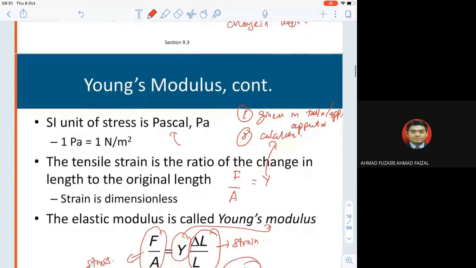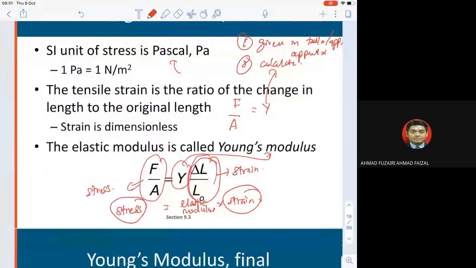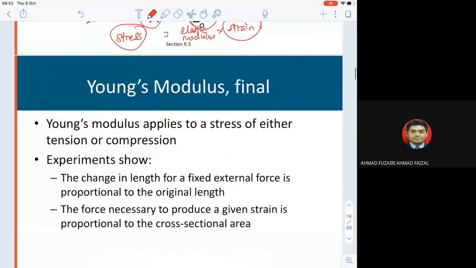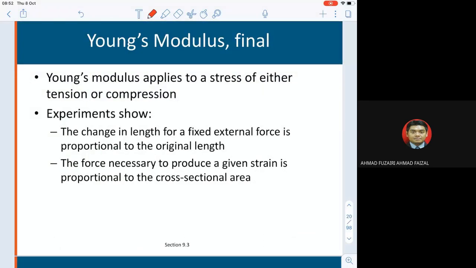Okay, how can we know the Young modulus from our equations? Just look at this part. On the right part it will contain length, delta L over L. Delta L is the change in length, and L is the original length. So that's why we say that we should use Young modulus. The constant value that we get from the equation is called Young modulus. The experiment shows the change in length for a fixed external force is proportional to the original length. The force necessary to produce a given strain is proportional to the cross-sectional area.